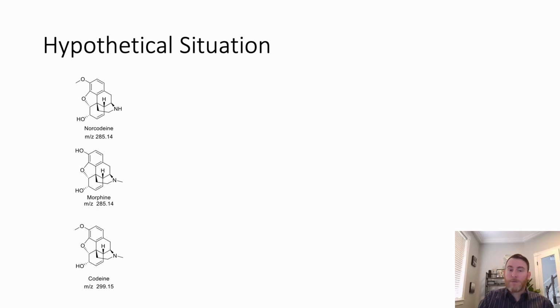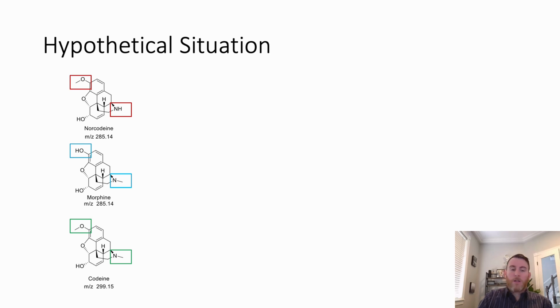We have norcodeine, which is a metabolite of codeine. We have morphine, which could be a drug given to a patient, or it could be a metabolite of codeine. And then you also have codeine itself. One thing I want to call out is that the only difference between these compounds is their methylation pattern, so the number of carbons connected to either the oxygen or the nitrogen. Codeine at the bottom is methylated at both sites, whereas morphine and norcodeine are methylated just once, but at different sites: norcodeine is methylated at the oxygen at the top, whereas morphine is methylated at the nitrogen.